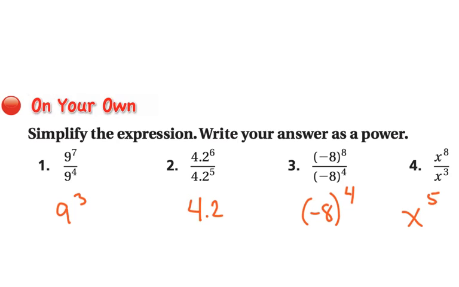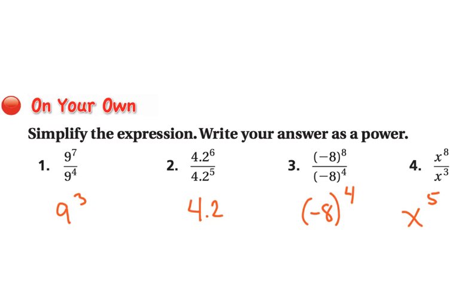And here you are. You'd have 9 to the 3rd power. For number 2, you should have just 4.2. If you ended up with 4.2 to the 1st power, remember that anything to the 1st power is itself, so you can actually leave that exponent of 1 off. Number 3 was negative 8 to the 4th power. And finally, number 4 was x to the 5th power.